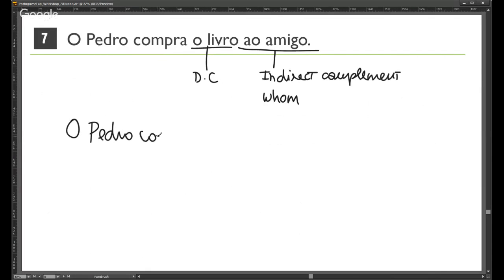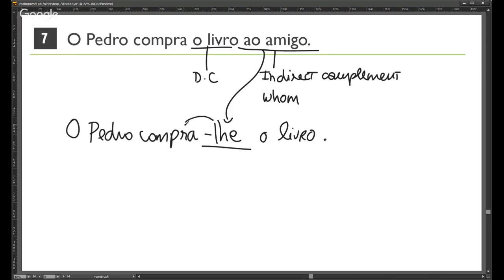O Pedro compra o livro-lhe. O Pedro compra-lhe o livro. Let me get this a little bit closer. So this pronoun that refers to the indirect complement is also going to be connected to the verb with a hyphen. So that's why it's going to change places here with the book, because it has to be placed immediately after the verb. And you see that it looks completely different from the pronoun as direct complement. That would be the book. That would be o.